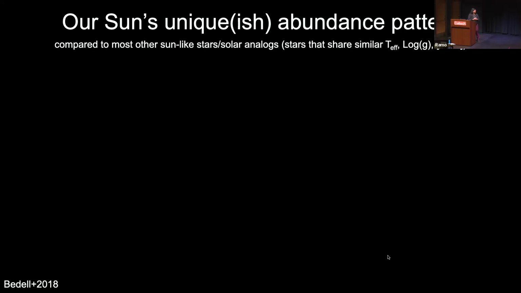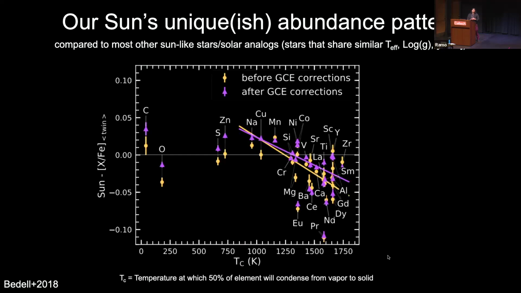And so this is something that Megan Bedell worked on. We saw this plot earlier in the week, where she looks at the most sun-like of the stars, a sample of solar twins, and looks at how their average abundance patterns compare to that of our sun's. So that's what you see up here, and this is all plotted as a function of condensation temperature, the temperature at which 50% of the element is going to condense from a vapor to a solid.